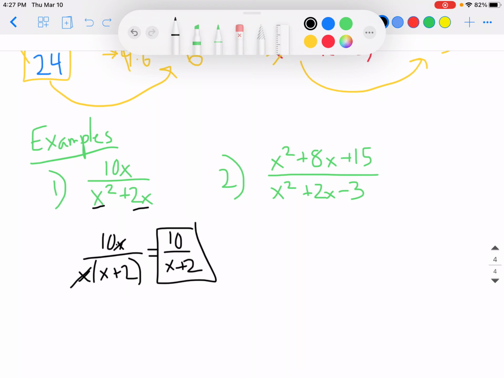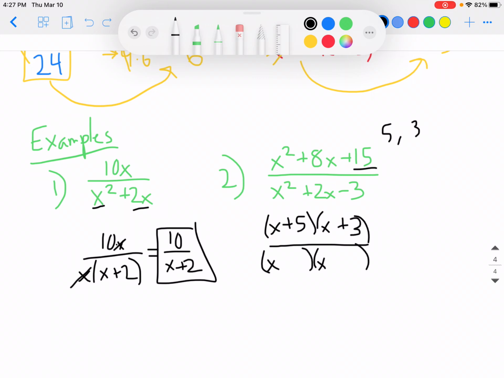Now, let's look at number 2. In this one, we're going to have to factor, and we're going to use the quadratic trinomial method of factoring. We have an x and an x in the numerator, and we'll do the same thing in the denominator. In the numerator, I need factors of 15 that are going to give me 8. Well, I like 5 and 3. So x plus 5, x plus 3.